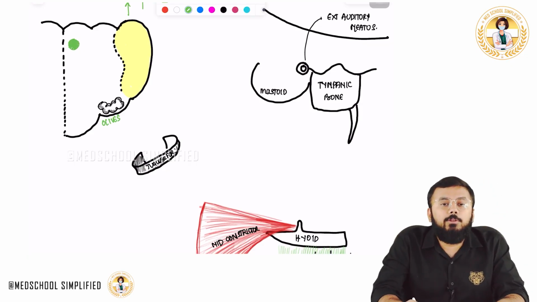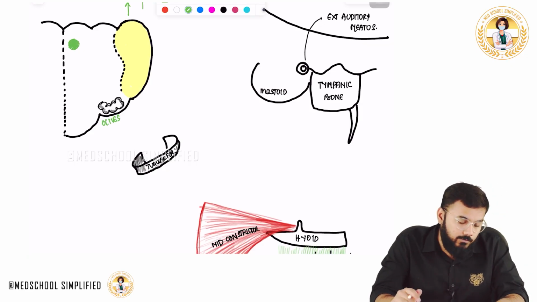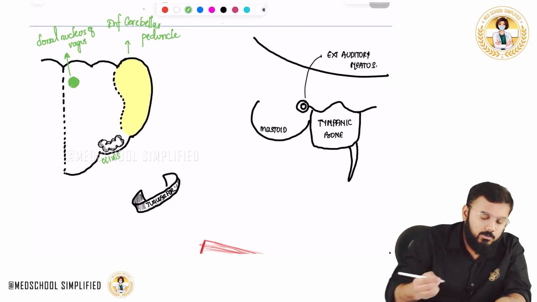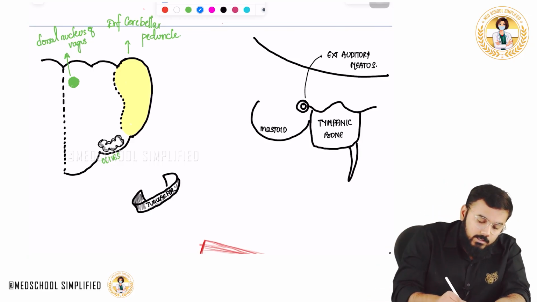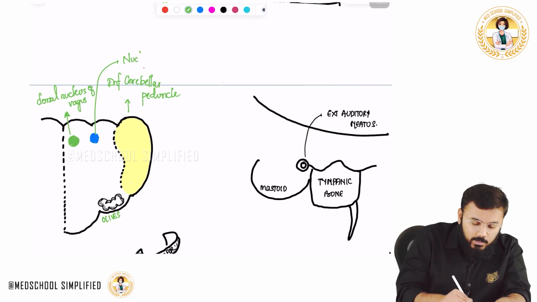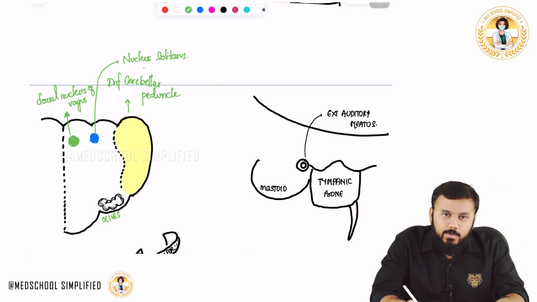This particular nucleus is called the dorsal nucleus of your vagus. This is called your dorsal nucleus of the vagus nerve. Okay, next I am drawing one more nucleus that is blue in color. This is called nucleus solitarius. What is this nucleus called? This is called nucleus solitarius.